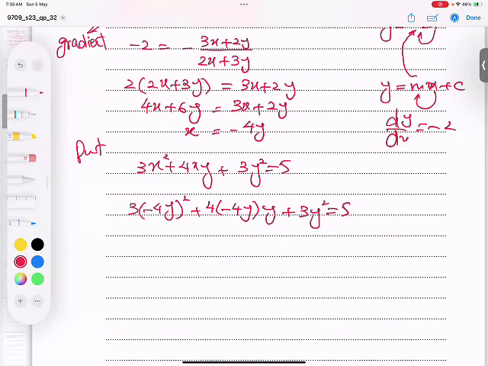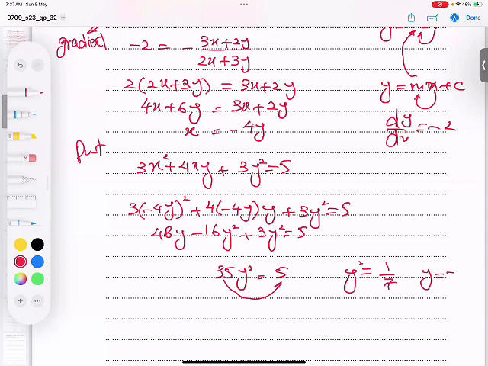Here, 4 squared is 16, times 3 is 48. Here I got 16y to the power 2, and 3y squared. So 48 minus 16 plus 3 gives us 35. y squared equals 5. y squared equals 35, goes down, so 1 over 7. Take the root of both sides: plus and minus 1 over root 7.